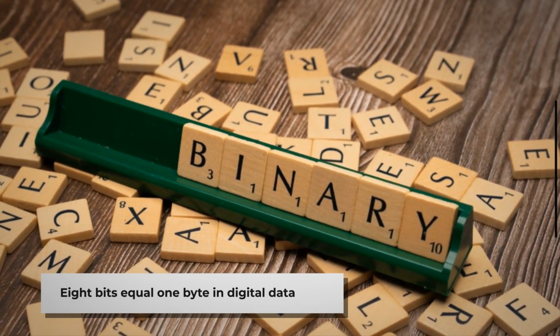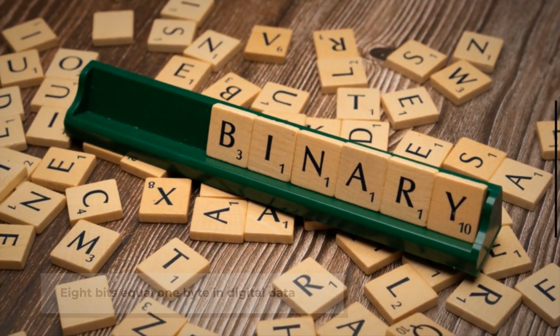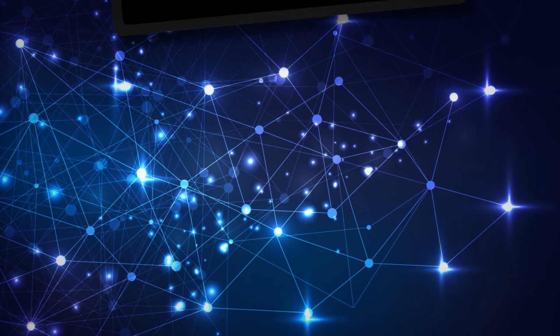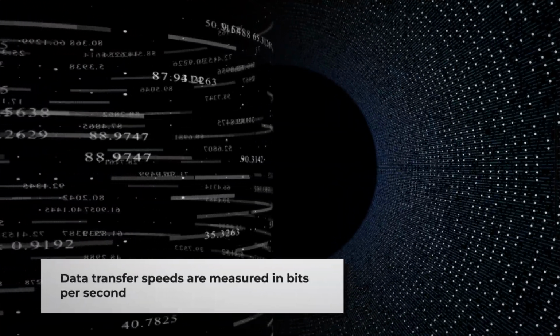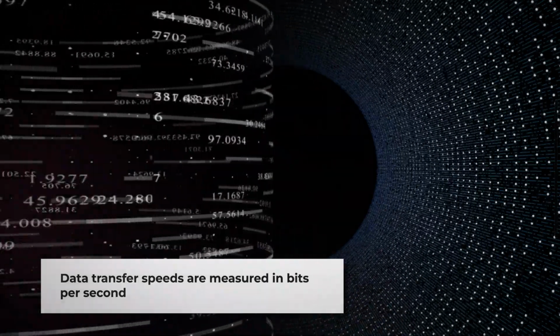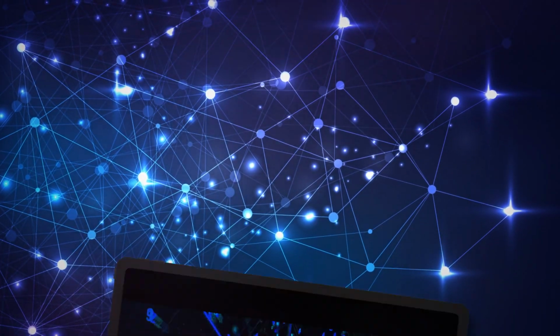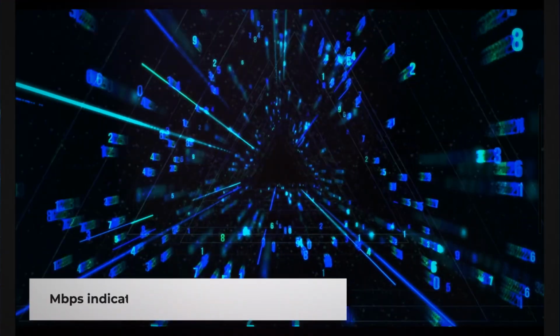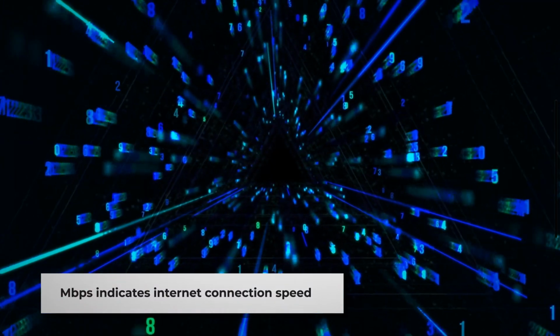8 bits equal 1 byte, meaning a file size of 64 bits translates to 8 bytes. This conversion factor remains constant across all digital systems and applications. When discussing data transfer speeds, the industry typically measures in bits per second. Internet service providers advertise connection speeds in megabits per second, abbreviated as Mbps.